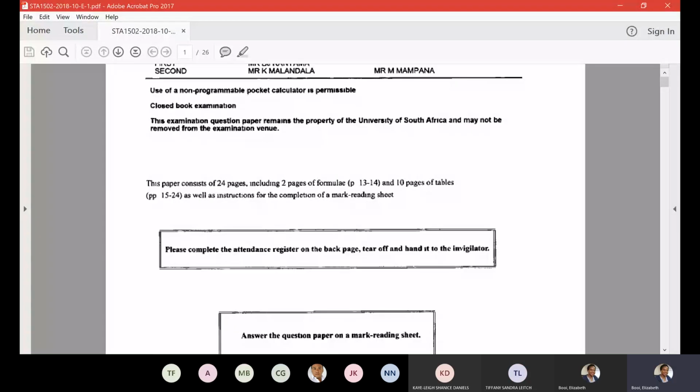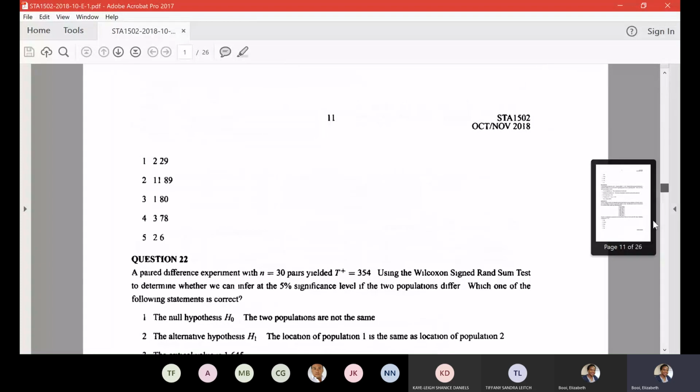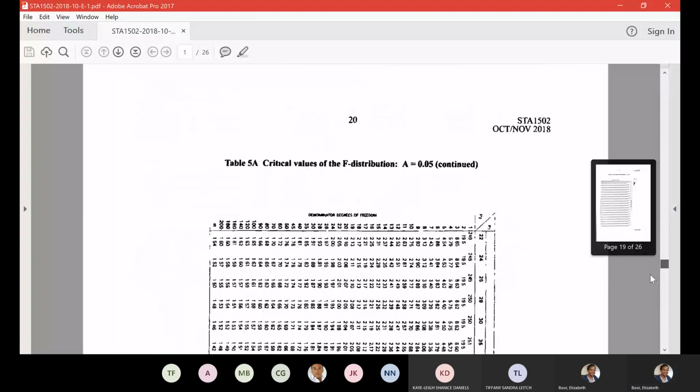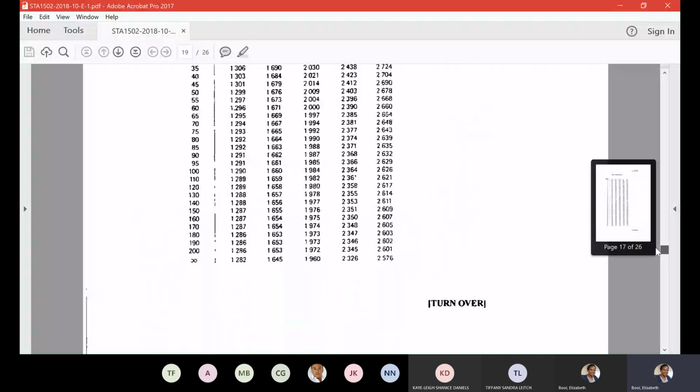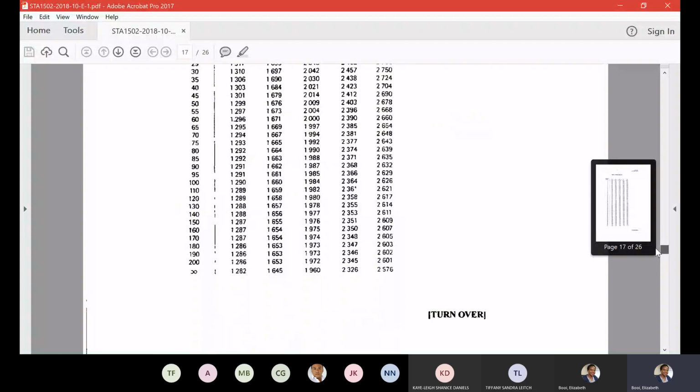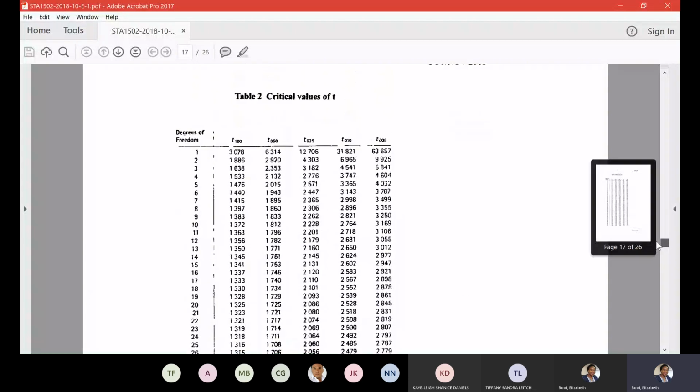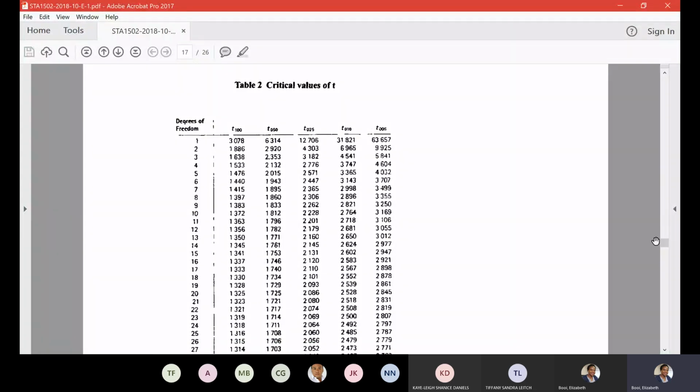okay. So if you go to the back of your past exam paper, you will notice that there are a lot of tables there. And these are the tables we're going to be using. So we're going to be looking for the critical value for T. So you will go to table 2, which says critical values of T. And that is the table we are going to use.